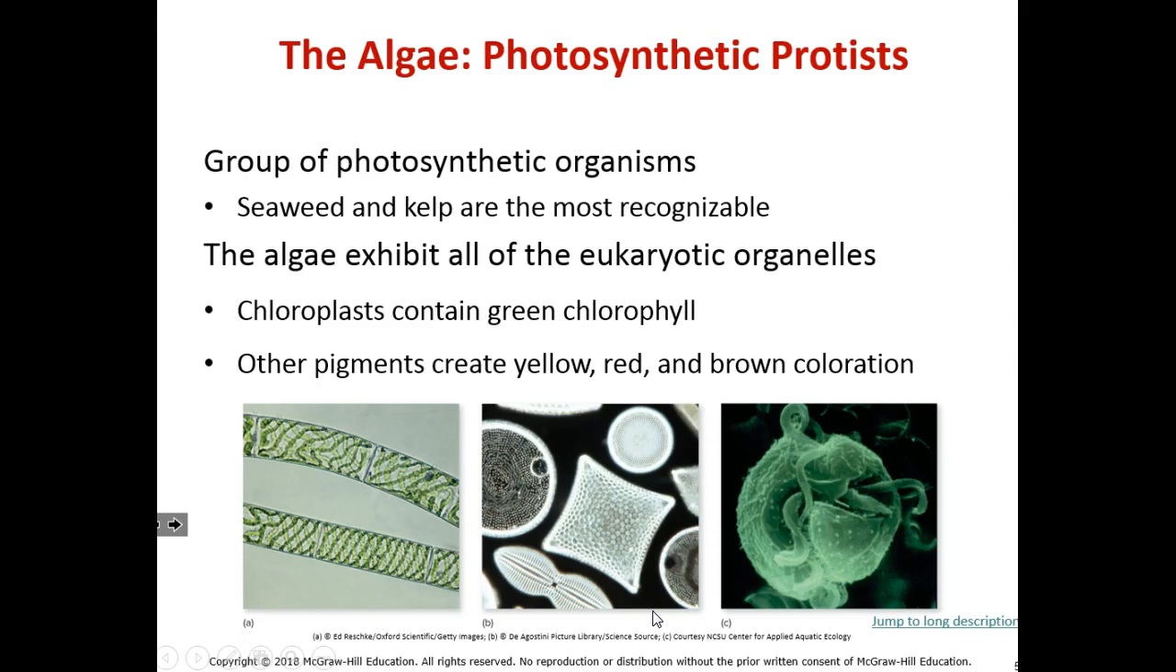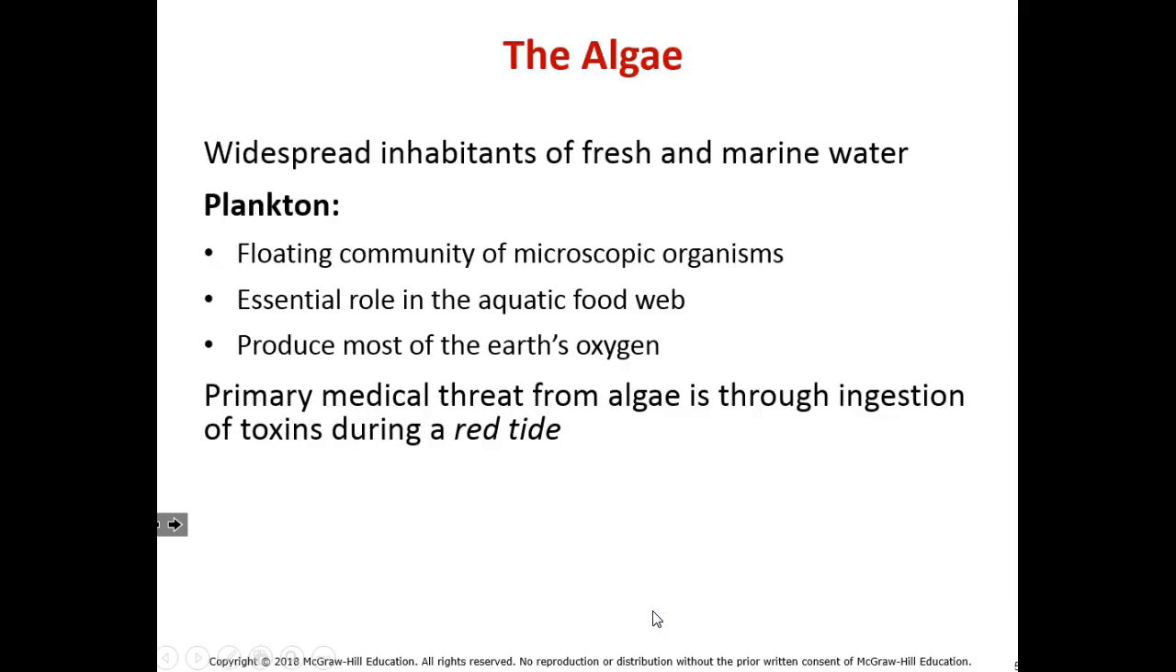The algae exhibit all of the eukaryotic organelles. Chloroplasts contain green chlorophyll. Other pigments create yellow, red, and brown coloration. The algae are widespread inhabitants of fresh and marine water. Plankton are floating communities of microscopic organisms. They play an essential role in the aquatic food web, and they produce most of the Earth's oxygen.